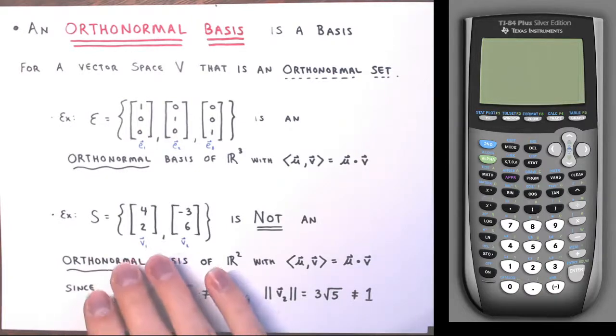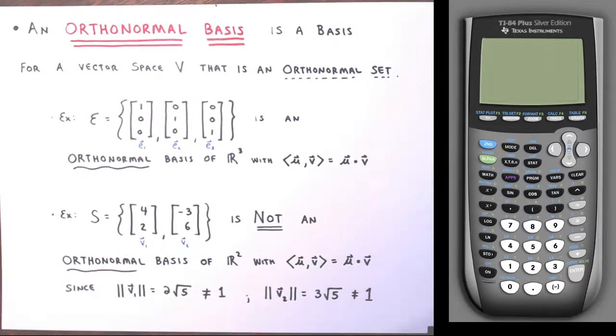Alright, well the question would be though, hey, this set isn't orthonormal, right? It's orthogonal, right? The dot product of these two vectors is 0. It's orthogonal, but it's not orthonormal. Could I take this orthogonal set and construct an orthonormal basis?